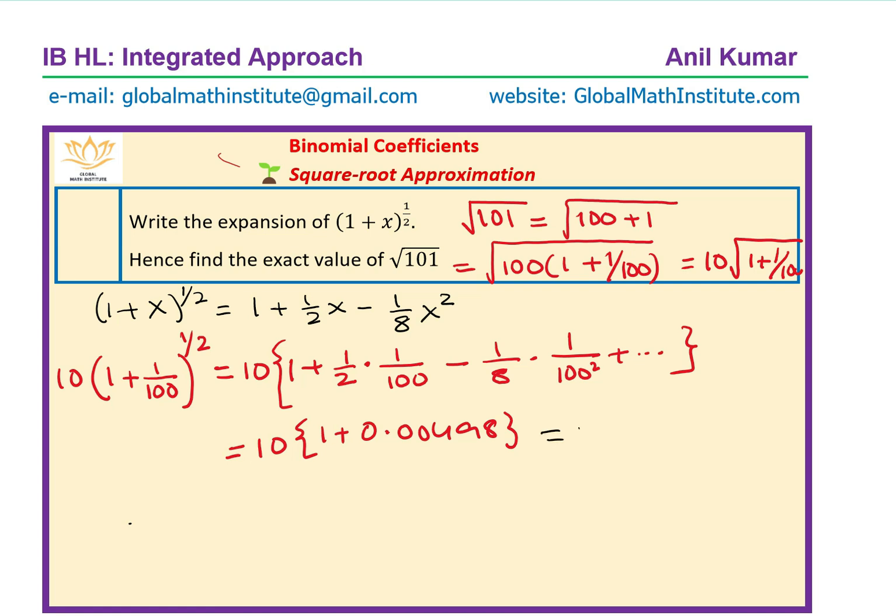So let's continue with this. We get this as equal to 10 times 1.00498. Multiplying by 10, we get 10.049. Okay? So that becomes the square root of 101. Now, if you use your calculator and check the value, you will see that it is fairly accurate to 3 decimal places, right? So that is how we can find the square root using the binomial theorem.